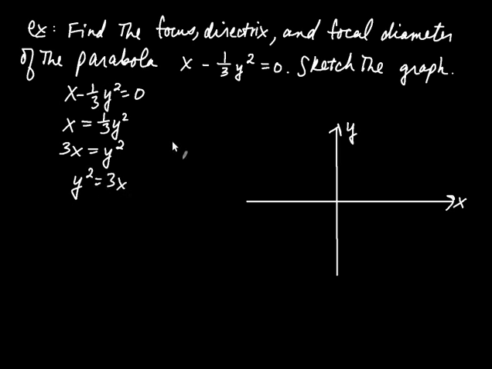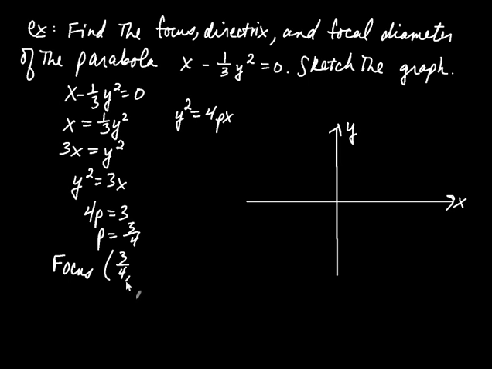And now you want to compare that with the standard form for a parabola that has y squared. And that standard form is y squared equals 4px, like we saw on the previous page. So if we set 4p equal to the 3 right here, we find that 4p is equal to 3. So p is equal to 3/4. That means the focus has coordinates 3/4, 0. The directrix is the vertical line x equals negative 3/4.